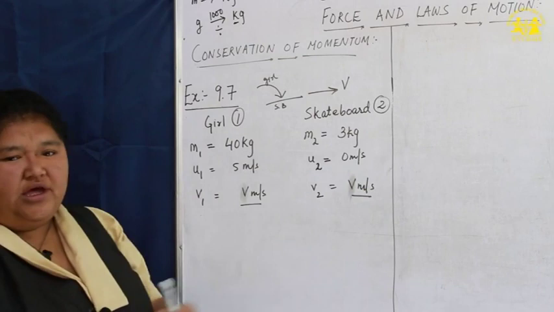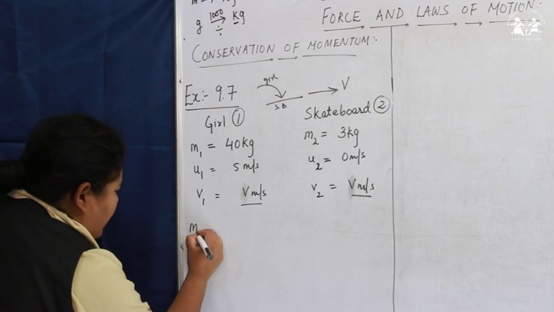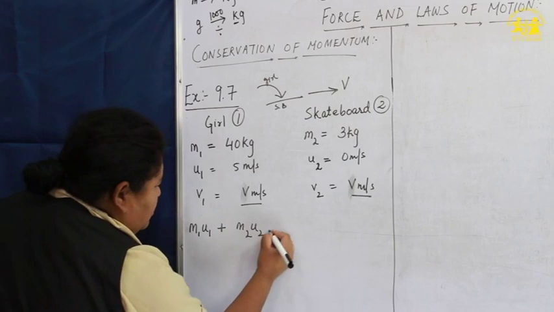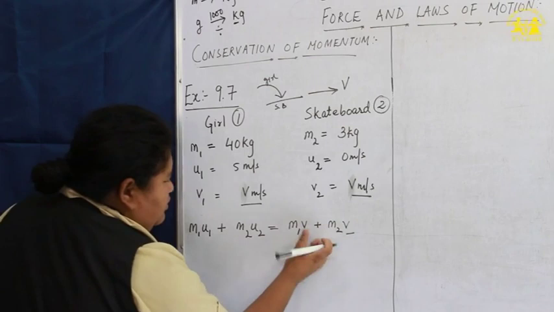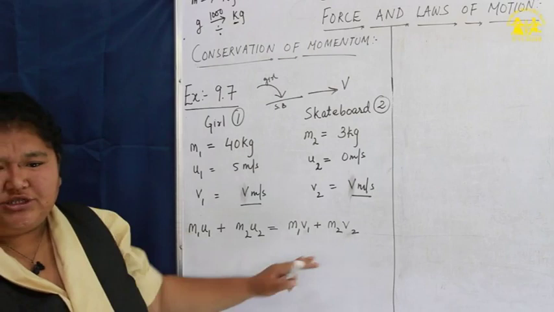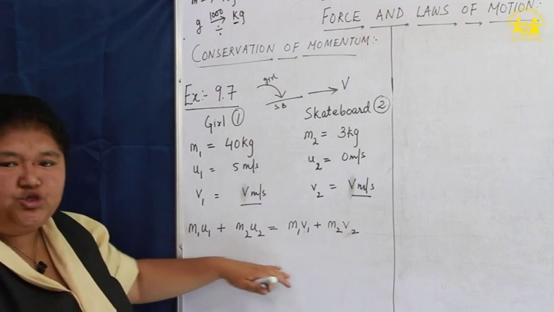Okay, now the equation that we have is m1 u1 plus m2 u2 is equal to m1 v1 plus m2 v2, where v is the combined velocity. Now let us put the values here, substituting them into the equation.